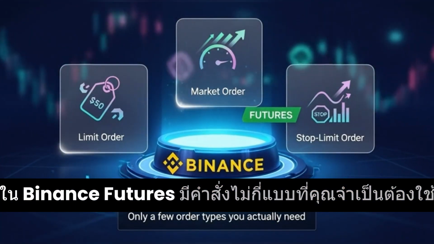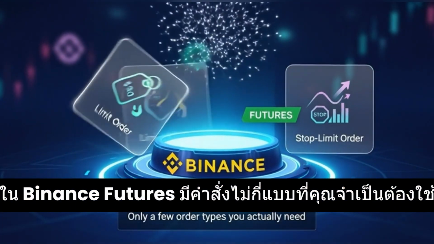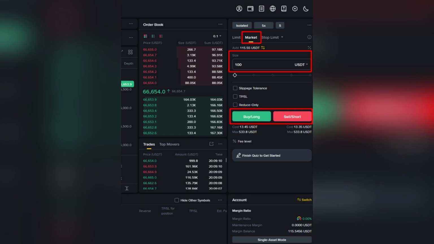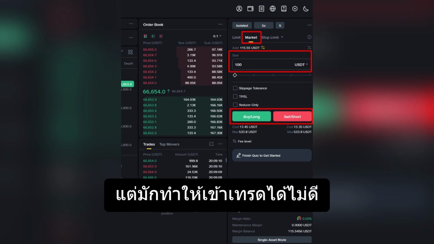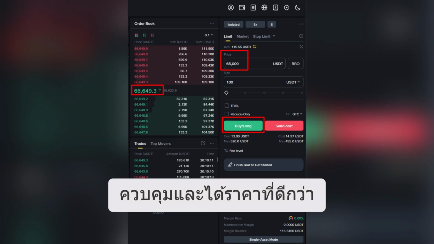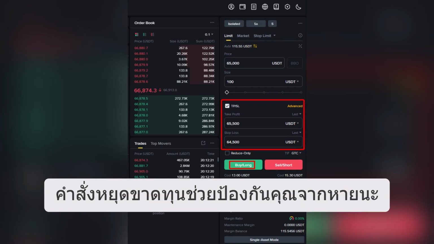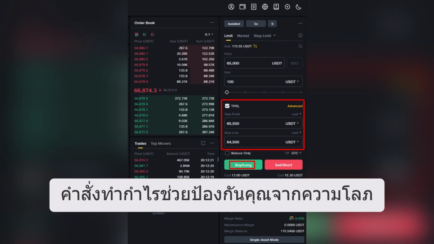Basic order types you must understand. On Binance Futures, there are only a few order types you actually need. Market orders are for speed, but they often cause bad entries. Limit orders give you control and better prices. Stop-loss orders protect you from disaster. Take-profit orders protect you from greed.